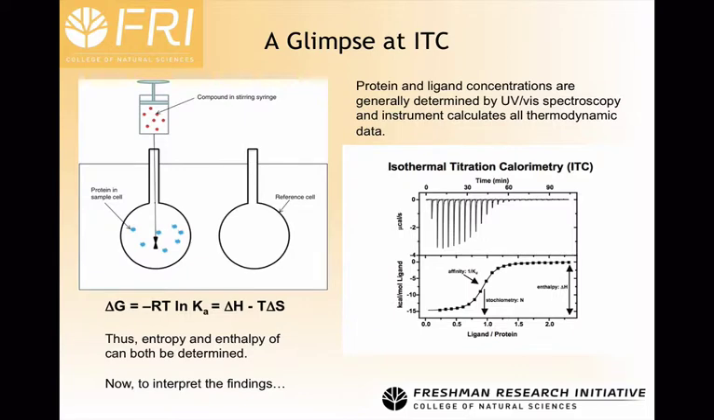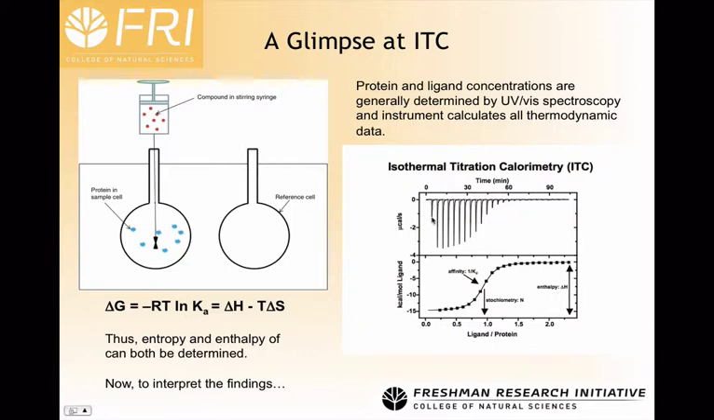So now I just want to introduce ITC, isothermal titration calorimetry. This is the experiment that we do once we synthesize our ligands for the MUP1 protein. Here, we have a stirring syringe that contains your ligand solution. And this is dripped into a protein solution in the sample cell in set increments.